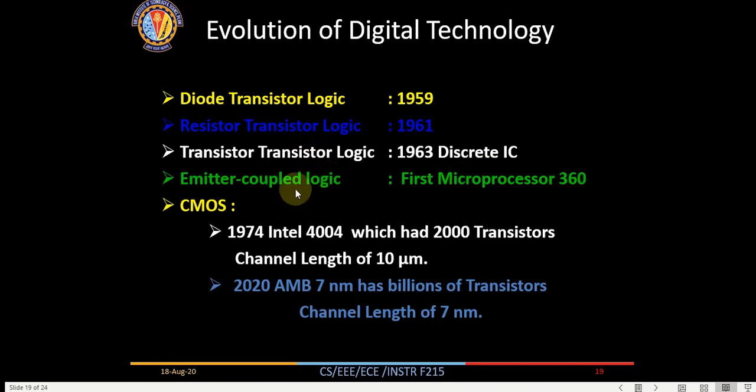The first microprocessor was based on emitter coupled logic, the 360, then came 460, 560, and so on. So they were all BJT based. Then CMOS, complementary MOSFET based, came. It consumes very little power and has high packing density. So since 1974, CMOS technology has been in use. The first chip, Intel 4, had 2000 transistors, and the minimum device size was 10 micrometer. As of now, the device has become so small, 7 nanometer, that you can't even see it with the naked eye. You have billions of transistors in one IC. This is how the evolution has taken place, right?